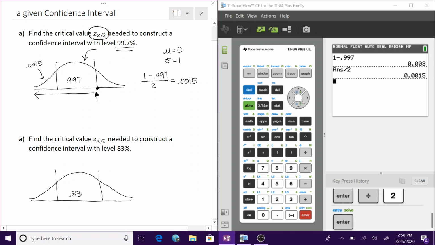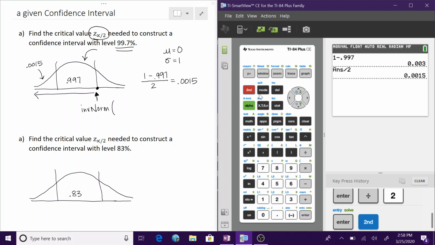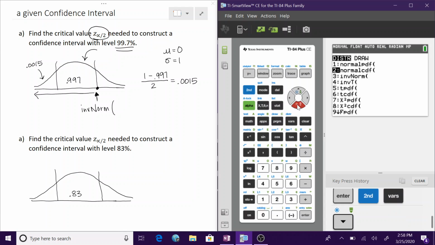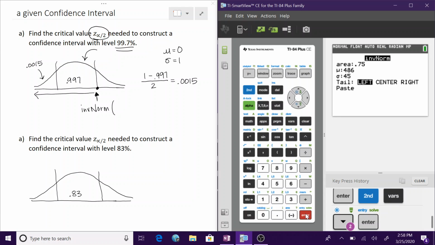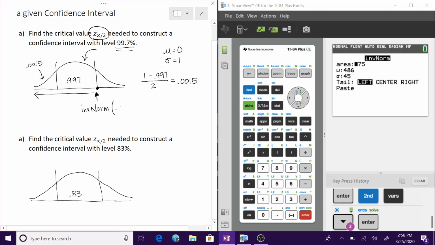And for that critical value, we're going to be using, again, our inverse norm command in our calculator. And we need to get the area to the left. So over on our calculator, we're going to press second vars, go down to inverse norm and press enter. Now we need to know, what is our area? Well, our area is going to be 0.997 plus that area that we just found, because we need the entire area. And then our mean and our standard deviation are going to be 0 and 1.